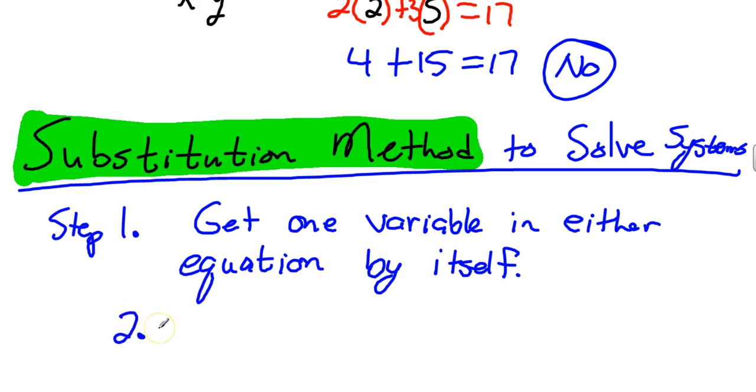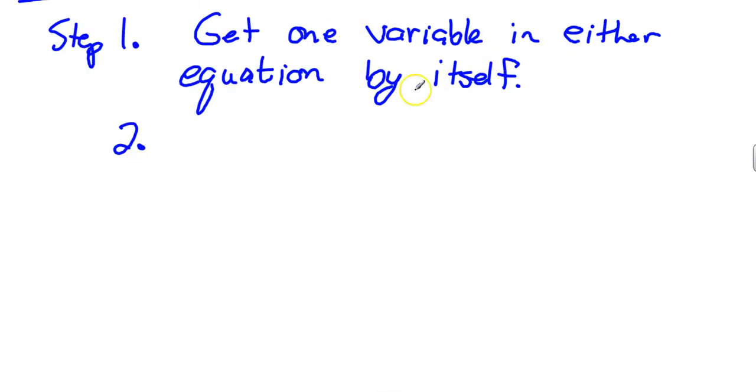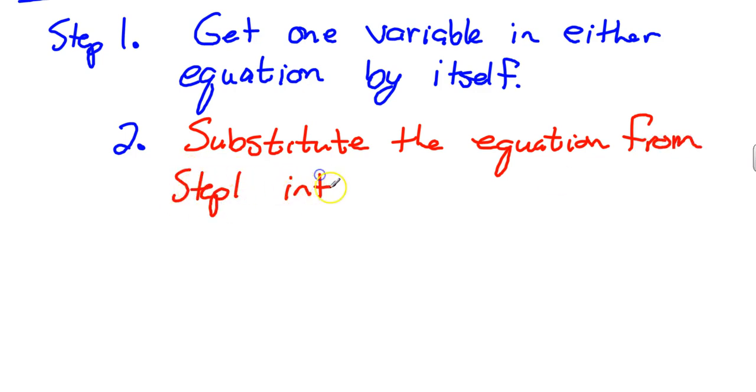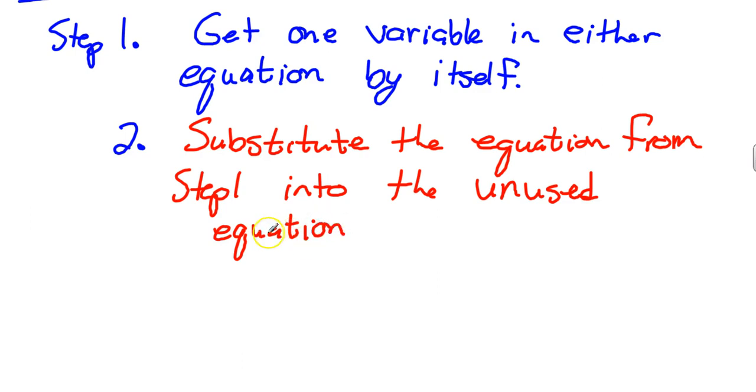Second thing you're going to do is, if this came out of equation 1, then you'll take whatever you get from equation 1, and this is where the substitution part comes in. You're going to substitute the equation from step 1 into the unused equation. Because right now we only have two equations, so we've used one and the other one we haven't done anything to it.